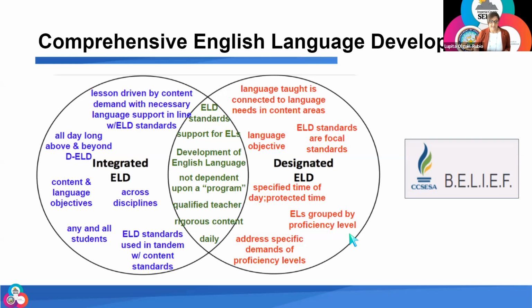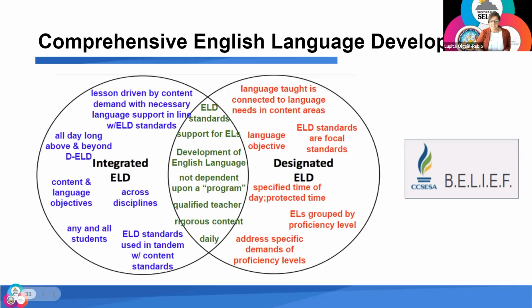On the right side, or my right side, the red text for designated ELD, the focus here is language development. The ELD standards are the focal standards for this part of the instructional day. You will be focusing on specific language objectives based on the group of students, that is their language proficiency, to help them move from one language proficiency level to the other. This is a protected time of the day, and it does occur daily.